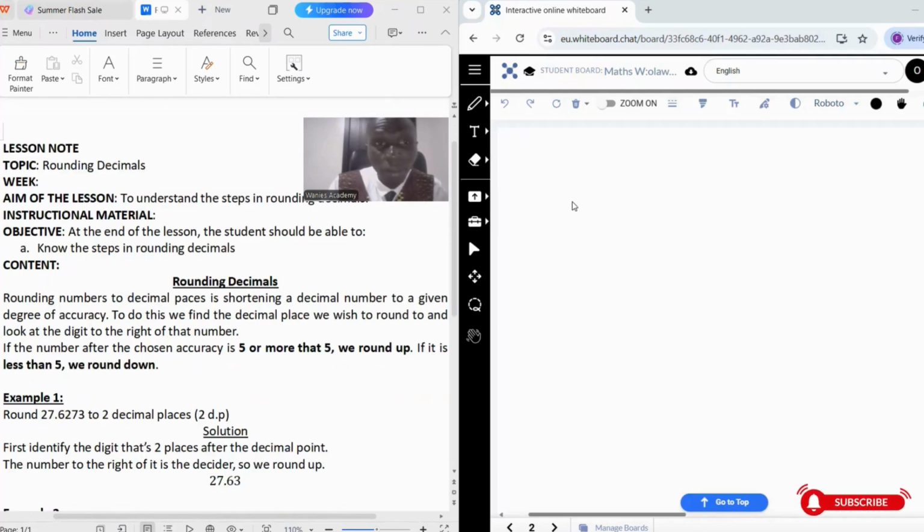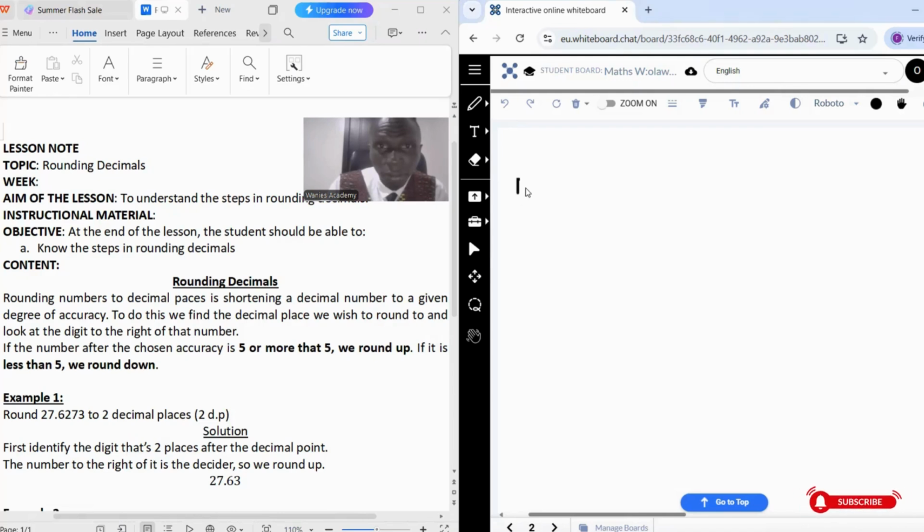Rounding numbers to decimal places is shortening a decimal number to a given degree of accuracy. To do this, we find the decimal place we wish to round to and look at the digit to the right of that number. If the number after the chosen accuracy is 5 or more than 5, we round up. And if it is less than 5, we round down. So we're going to demonstrate this in the 3 examples that we're looking at in this topic.